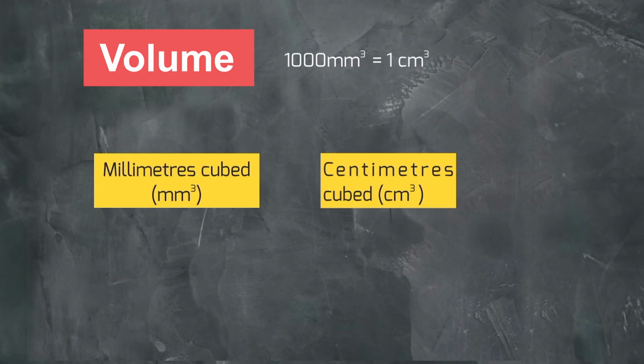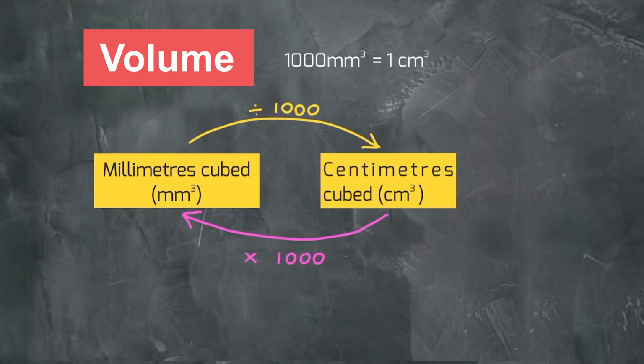Now let's look at volume and how we would convert these units. We can see that 1,000 millimetres cubed is the same as 1 centimetre cubed. So to convert between millimetres cubed to centimetres cubed, we would divide by 1,000. To convert between centimetres cubed and millimetres cubed, we would multiply by 1,000. We could also look at converting to metres cubed, but it is a much more difficult and complex equation and is not needed at this point.